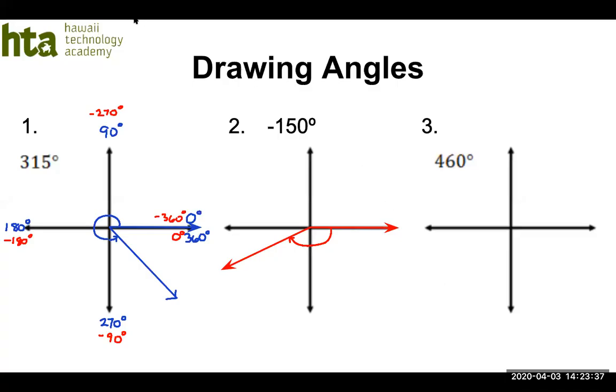All right, how about 460 degrees? So it's positive, so we are going to go in the positive direction. So we're going more than a full circle. Sorry, let me change colors to blue to keep it consistent, positive and negative. So if I went a full revolution, that's 360 degrees. I have to keep going from there. So 360 plus 90 is 450. I have to go just a little bit further to get to 460.